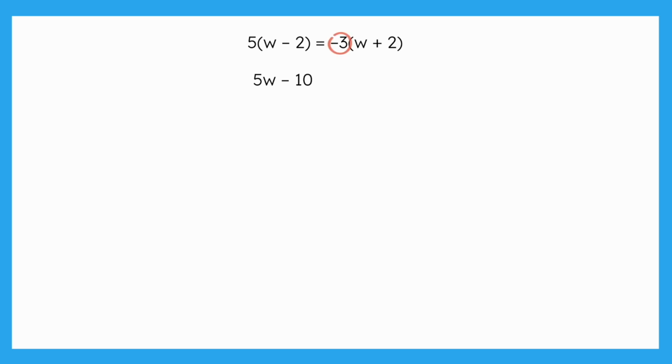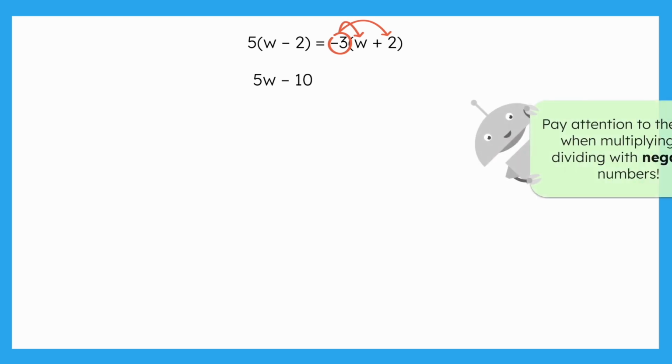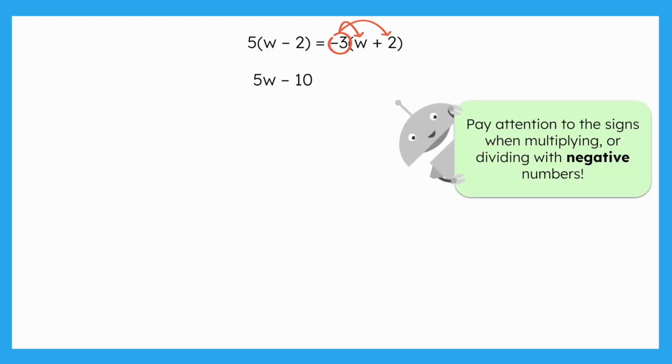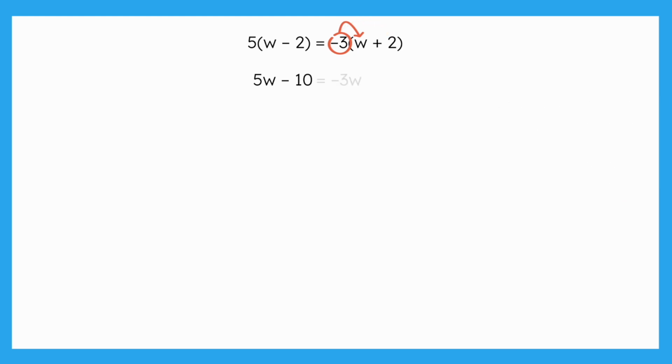On the right, I distributed this negative 3. Remember to pay attention to the sign when multiplying or dividing by negative numbers. Negative 3 times W is negative 3W, and negative 3 times 2 is negative 6, which means this expression is simplified as negative 3W minus 6. Since both expressions are simplified, I can begin solving.